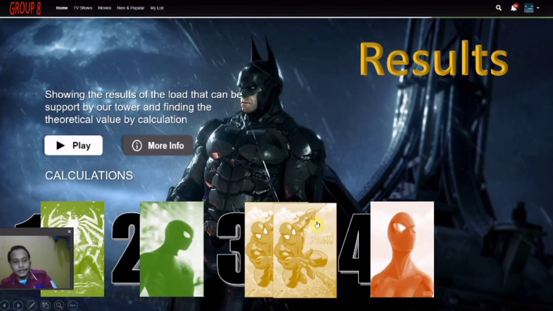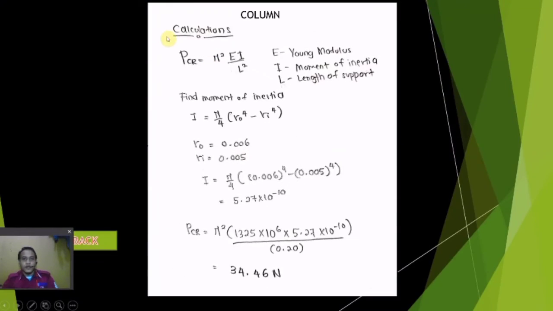Okay, for the last calculation, we calculate the column. So in the column, to find the pressure, critical load equals pi square multiplied by the Young modulus multiplied by moment of inertia, divided by length of the straw square.